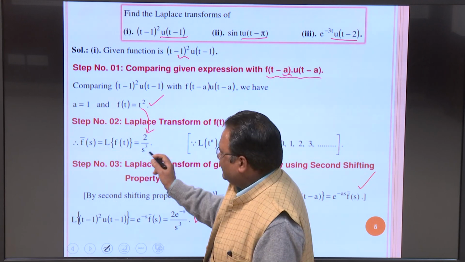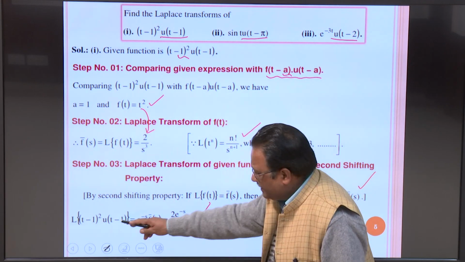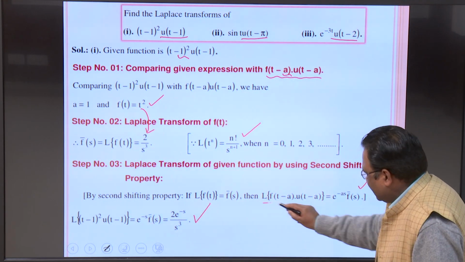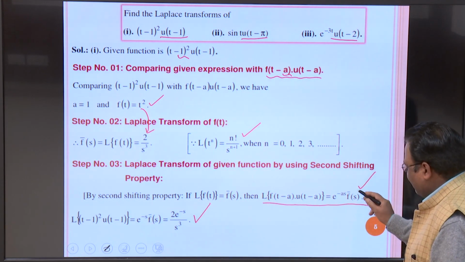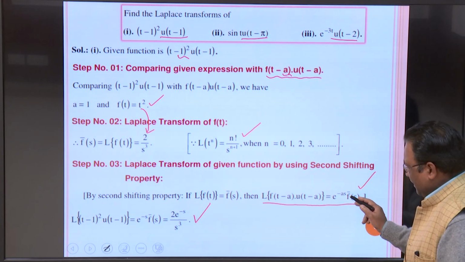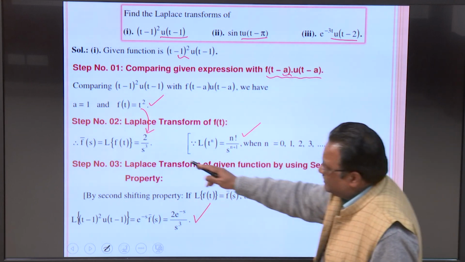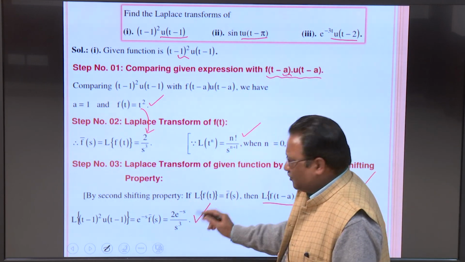So L f t is 2 over s cube, and this result is equal to e raised to power minus s. Reason: this result is equal to e raised to power minus a s f bar s. Okay, in this problem a is 1, so e raised to power minus s and f bar s, and from this substitute the value of f bar s, you will get the result.